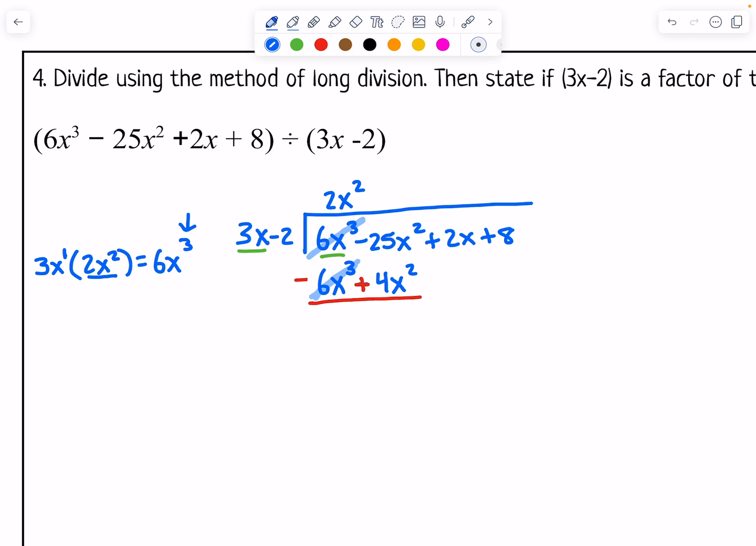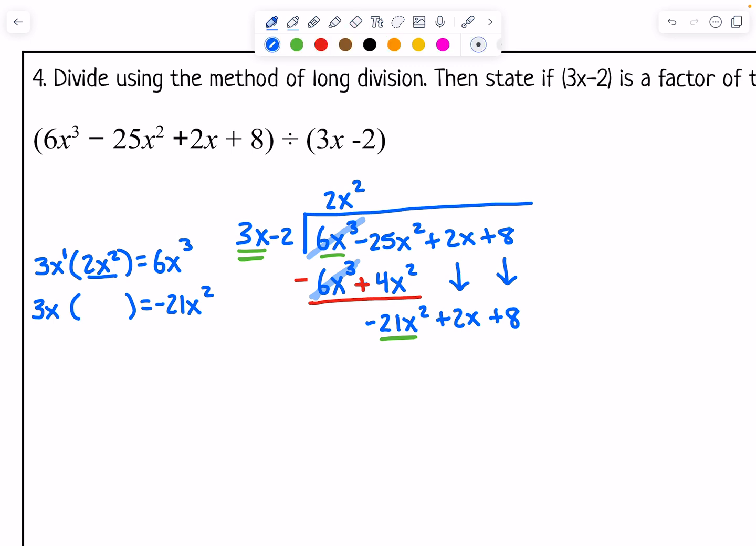And then you have negative 25x squared plus 4x squared, which is negative 21x squared. Bring down the leftover terms. So we have 2x plus 8 still. And then we just start the process over again. So the first term on the outside, 3x, times what would help us get the first term that's now underneath, which is negative 21x squared. So I'm going to write my thought over here. 3x times what is going to help me get negative 21x squared. That's what I want to be thinking about.